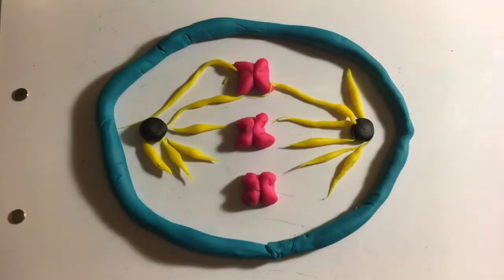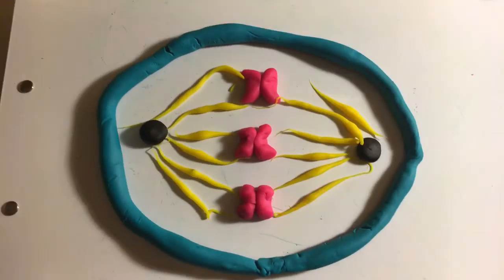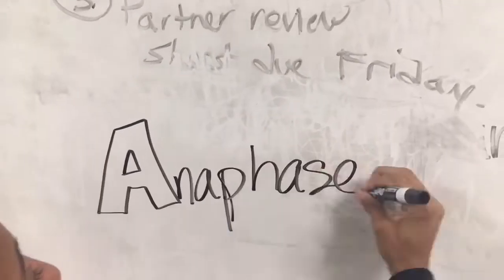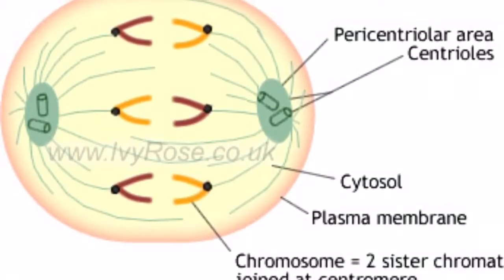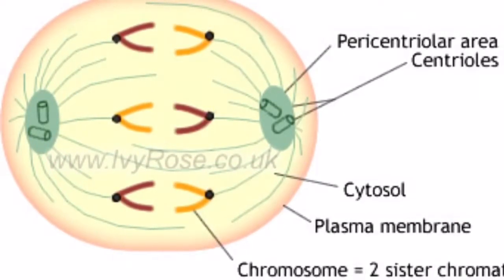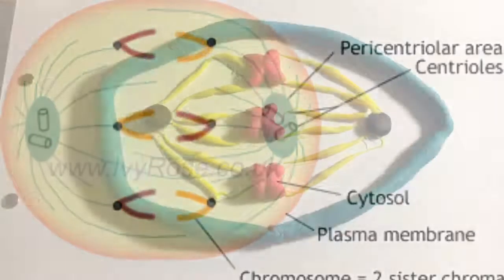In anaphase, the paired chromosomes separate. They move along the microtubules toward opposite poles of the cell. The poles move farther apart. By the end of anaphase, the two poles of the cell each have a complete set of chromosomes.